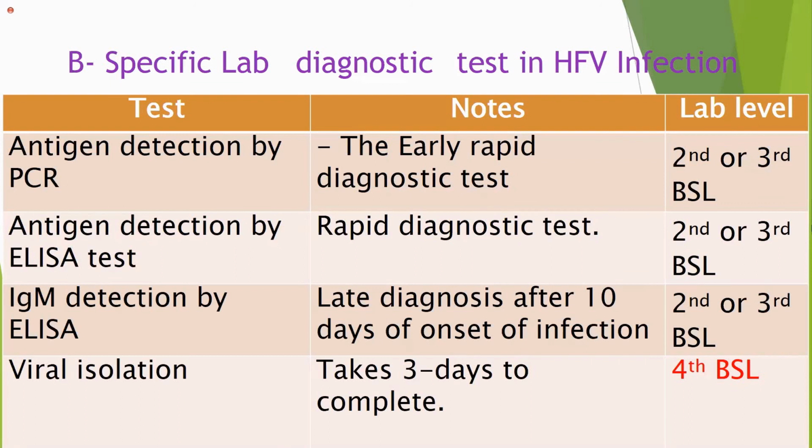Specific lab diagnostic tests in these hemorrhagic fever viruses. There are different tests from which we can confirm the presence of viral hemorrhagic fever. These are antigen detection by PCR, the early rapid diagnostic tests, and antigen detection by ELISA test. As we do in dengue fever, there's NS1 antigen in the initial 5 days. IgM detection by ELISA, which is a slightly late manifestation, and viral isolation in culture, which takes a few days.